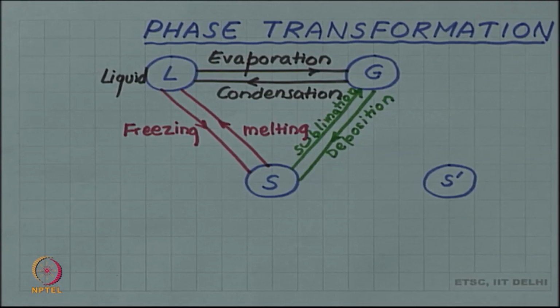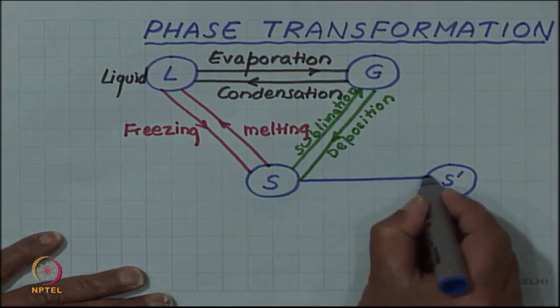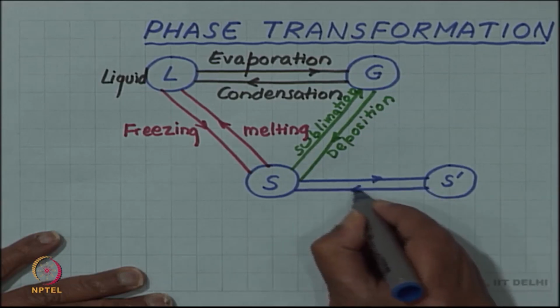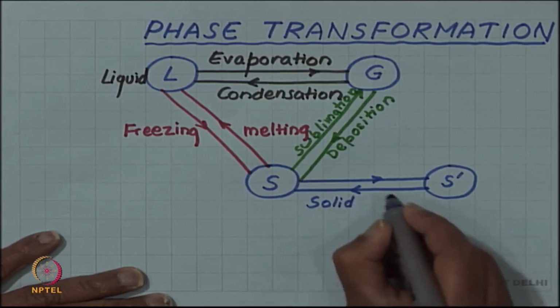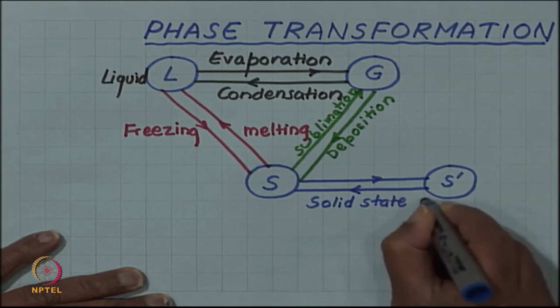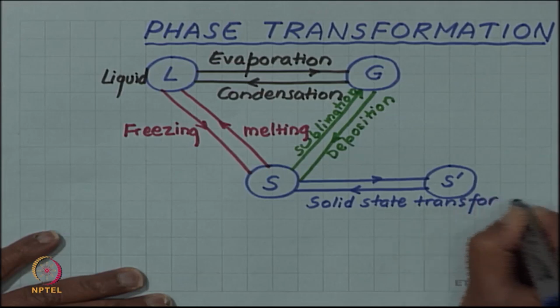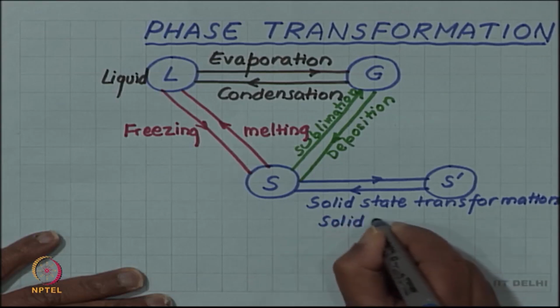And a very important class of transformation is one in which one solid phase transforms into another solid phase. So, we can have a solid-solid transformation, solid state transformation, sometimes known as solid-solid transformation.